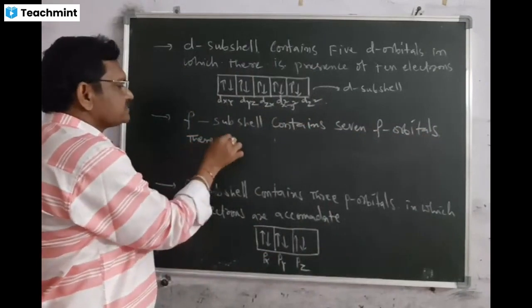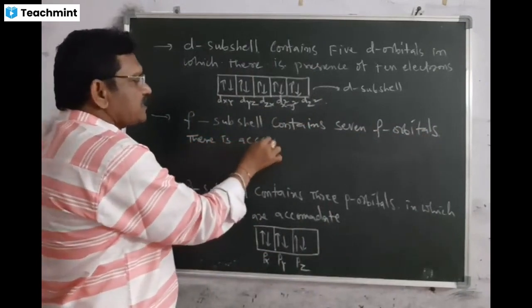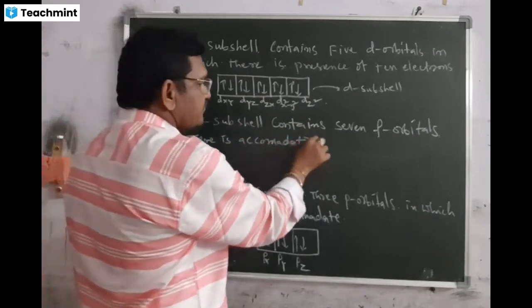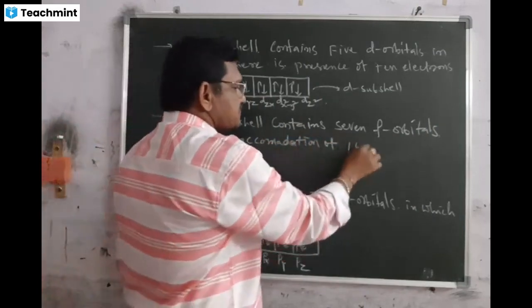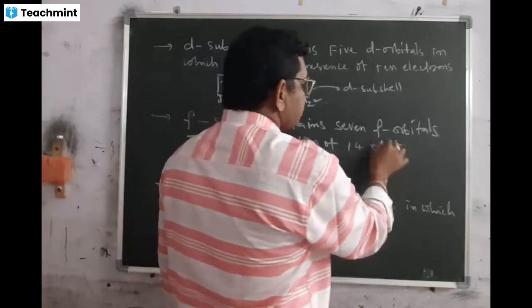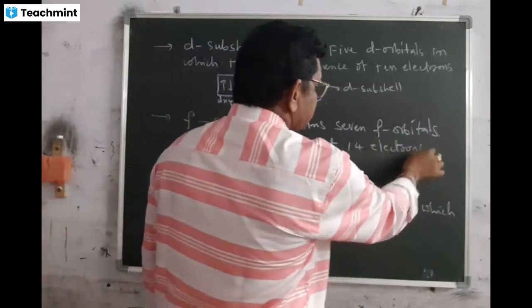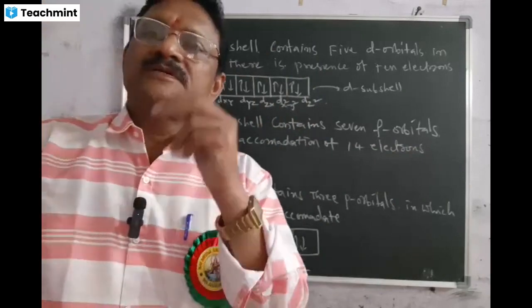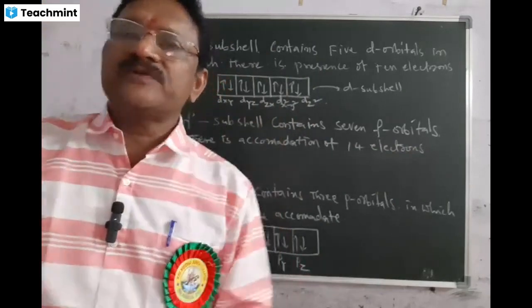There is accommodation of 14 electrons. How many electrons can be arranged here? 14 electrons. Because each orbital holds 2, no? 7 into 2, that means 14 electrons.